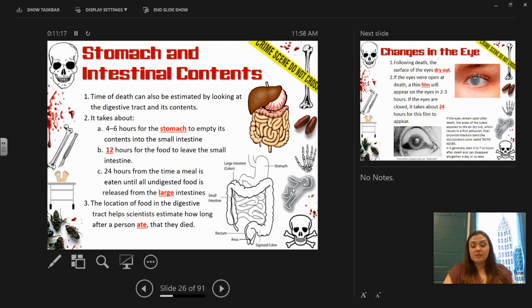Okay, a couple more things. Just 2 more slides of things we could do to tell time of death by looking at a body and autopsy. So stomach and intestinal contents. Time of death can be estimated by looking at the digestive tract and its contents.